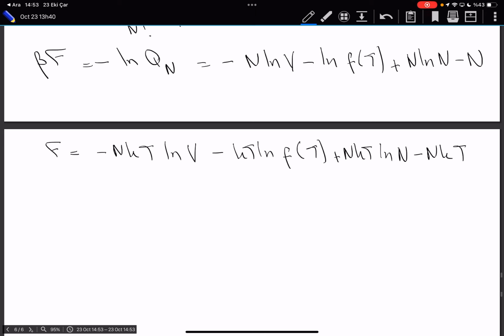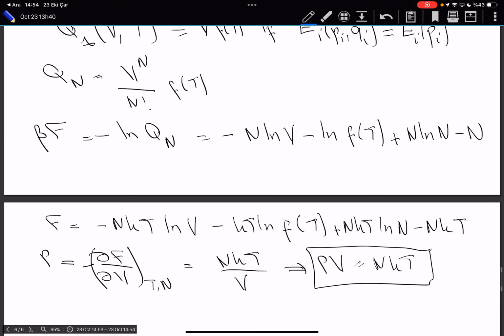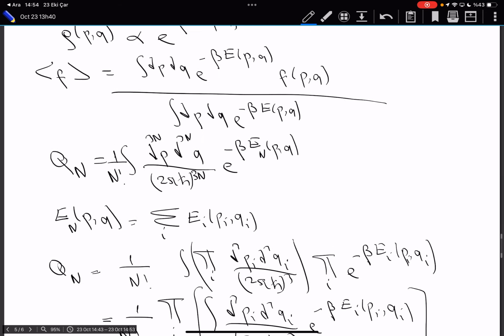Well, if we know the free energy, we can determine the pressure. The pressure is nothing but the derivative of the free energy with respect to volume with a minus sign at fixed T and n. Well, the only volume-dependent term is the first one. If I take the derivative, this will be nkT over V, which tells me that PV is equal to nkT. So you see now, in this canonical ensemble, the derivation of the equation of state was basically half a page.